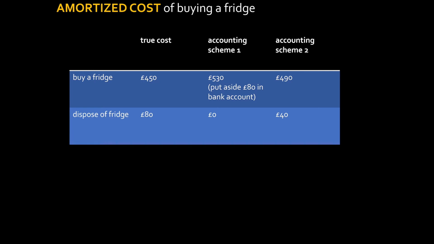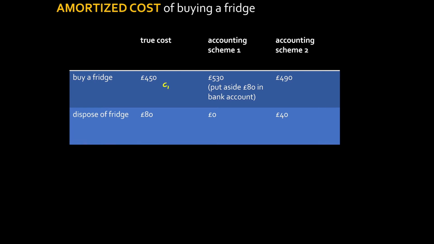For accounting purposes, I might as well treat that all up front, because actually buying a fridge implies that I will have to pay to dispose of it downstream. That's a totally arbitrary way to account for the costs. I could say, for example, I'll pay £490 up front and then pay the remaining £40 when it comes time to dispose of the fridge. It makes no difference.